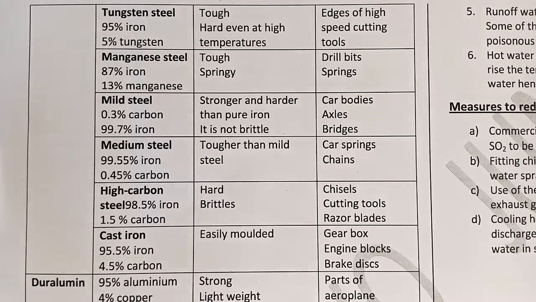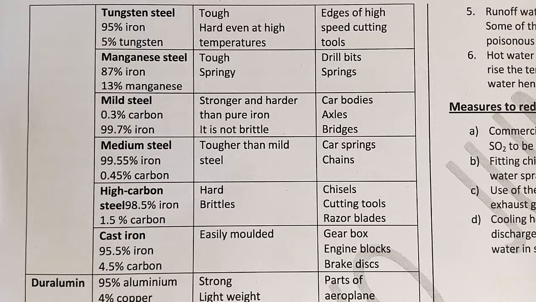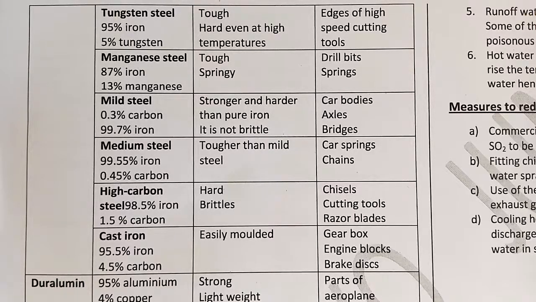Then we have medium steel, which again is carbon and iron in the composition shown. Tougher than mild steel. It is used to make springs and chains. Then we have high carbon steel, which is iron and carbon in the percentage composition shown. It is hard and brittle. It is used to make chisels, cutting tools and razor blades.